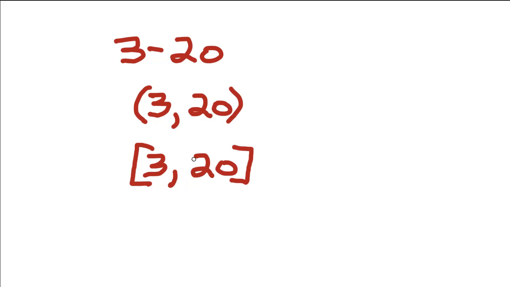I could even do something like this. If I put a bracket here and put 3, that means I'm including 3 all the way to 20, but then I could put a parenthesis here, which means do not include the number 20. So 3 would be included, 20 would not, along with all the numbers in between those two numbers.